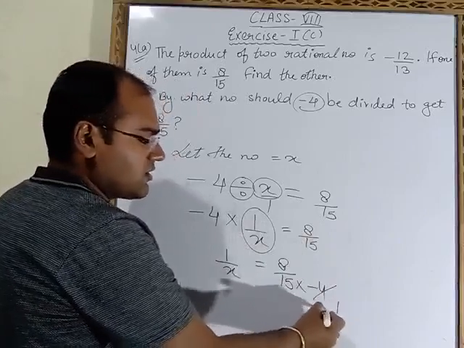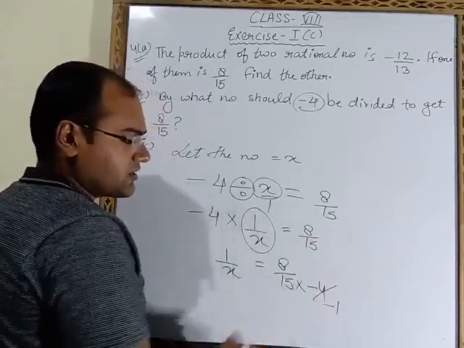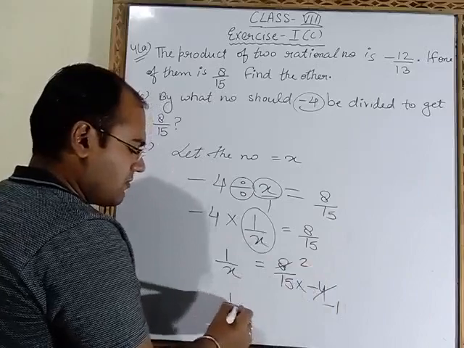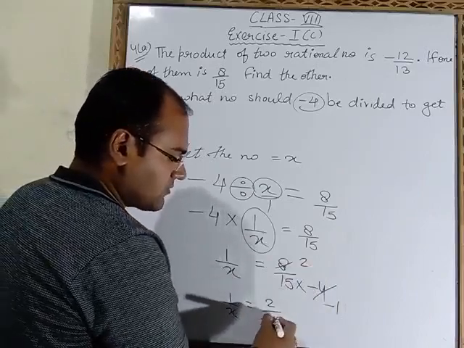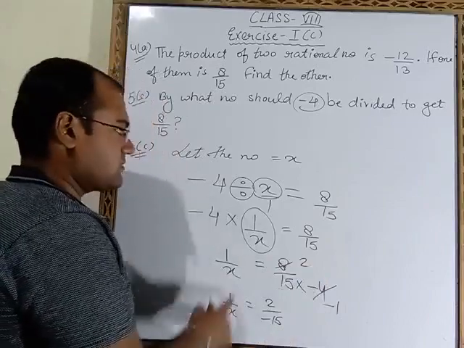4 ones are 4. But the minus sign is also there, so we will take minus 1. 4 twos are 8. So 1 upon x, the answer is 2 upon 15 into minus 1, which will be minus 2 upon 15. This is the answer of 1 upon x. But what is the number?